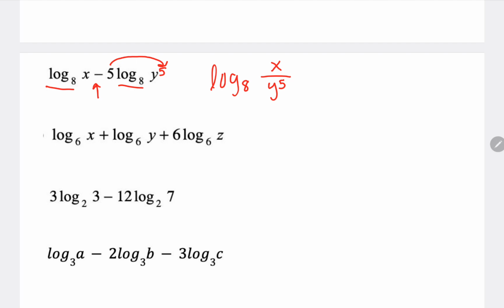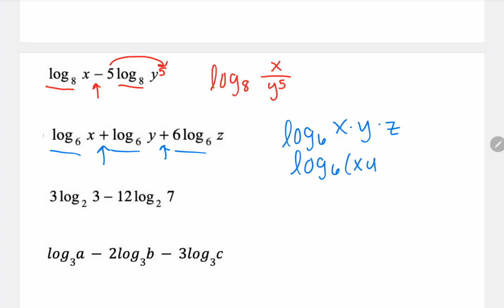Next example, we've got log base 6, log base 6, log base 6, and we're going to rewrite it as 1 log base 6. First, we have the product property, so we're going to multiply the x and the y. And another plus sign, product property again, so we're also going to multiply by the z. So our answer is log base 6 of x, y, z. Whenever we write the condensed version, you should not have plus signs or minus signs.